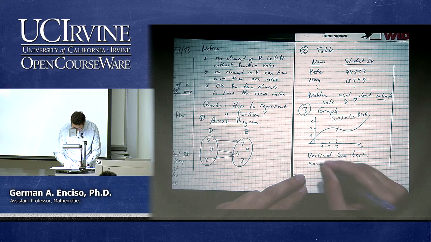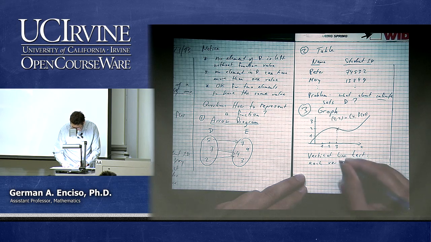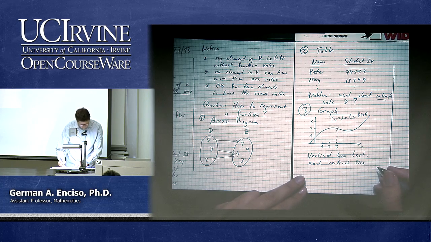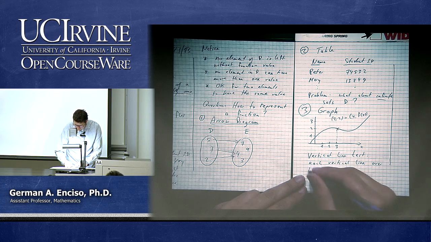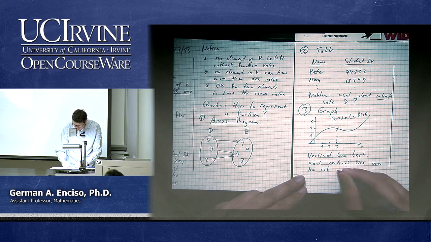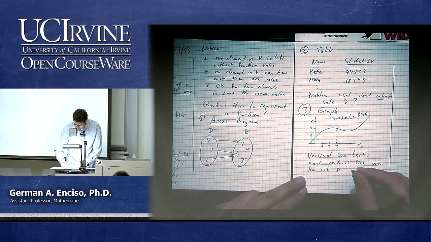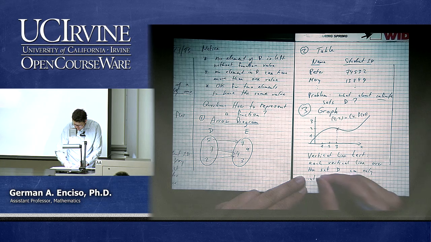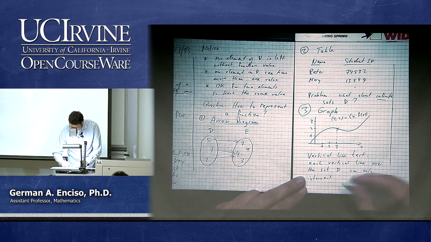Each vertical line over the set D can only intersect the graph once.